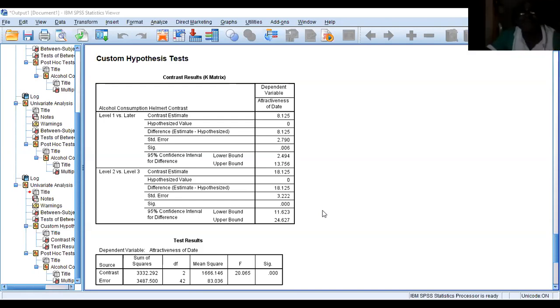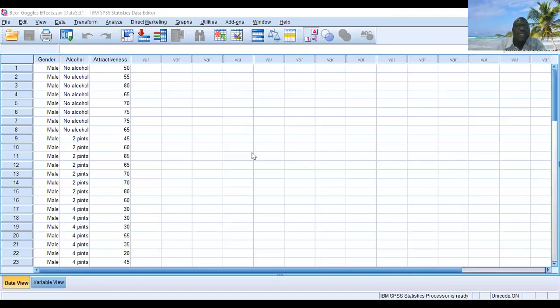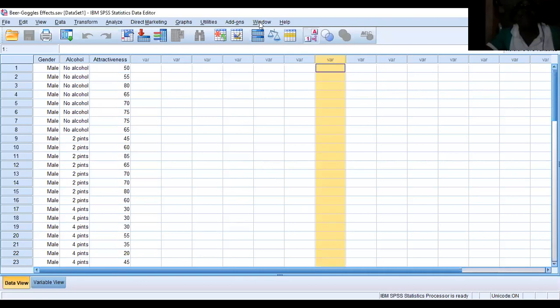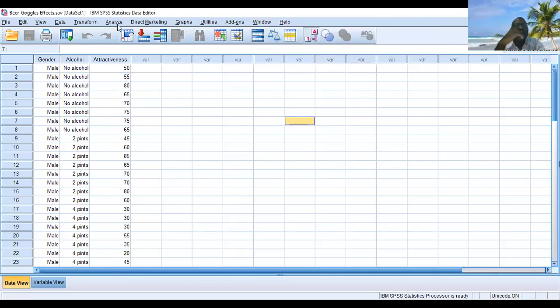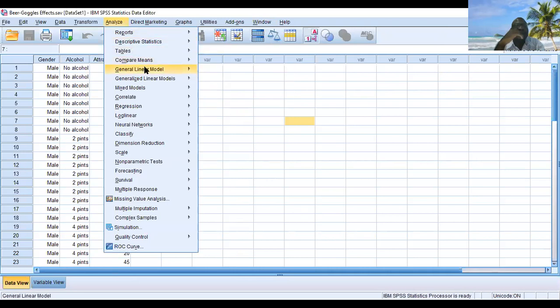Now, I think that's all. But I want you to go back there. We can get the post hoc also even through options. You can assess it through your result. Let me go to Windows. Go to Analyze. Go back there.